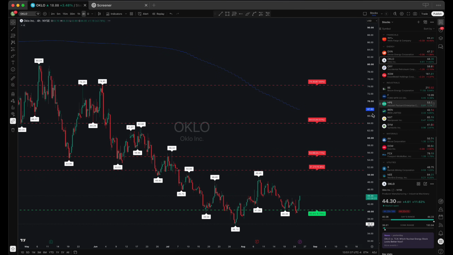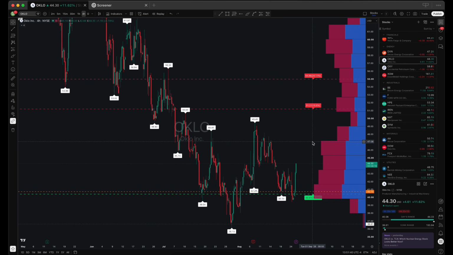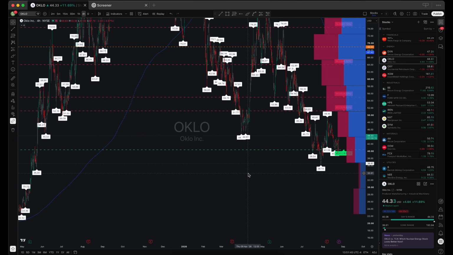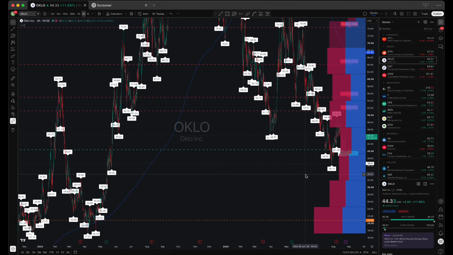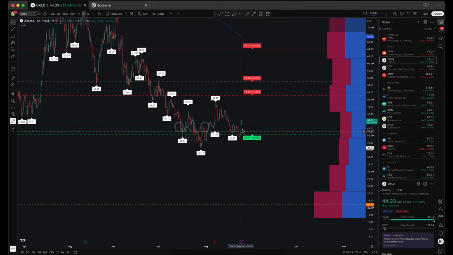A good example of that would be on OKLO. They are rallying insanely hard this week. But the thing is, with OKLO in particular, I wanted to sell a 40 strike cash secured put, which is this support level right here. But there are no support levels underneath us. So this is kind of like the last line of defense here.